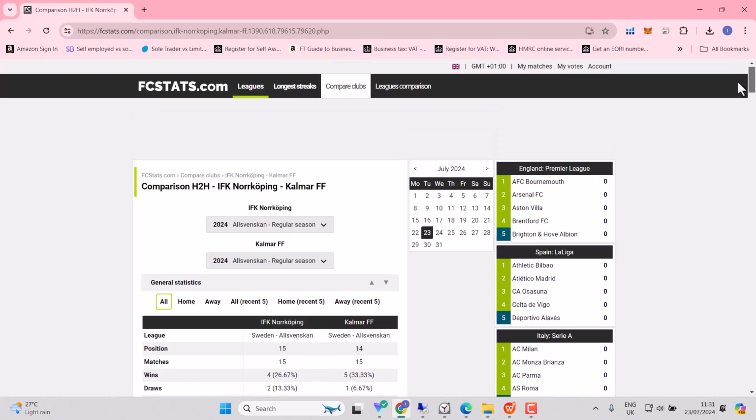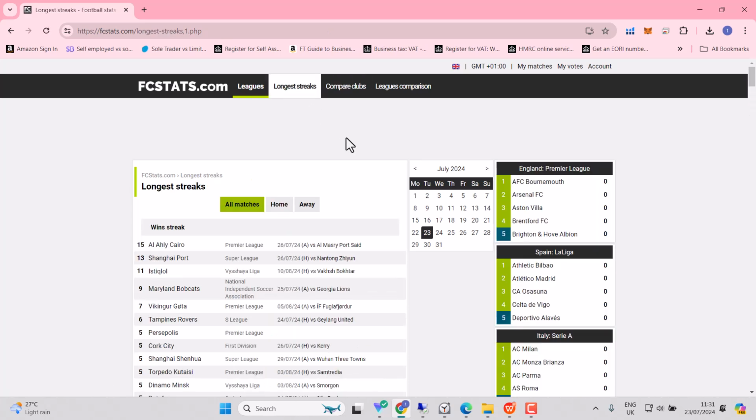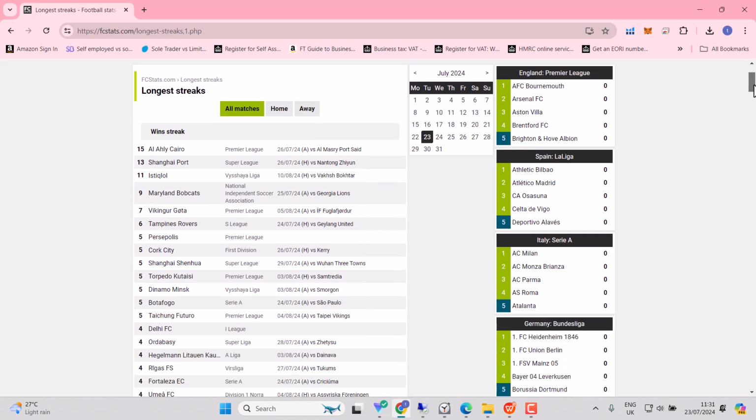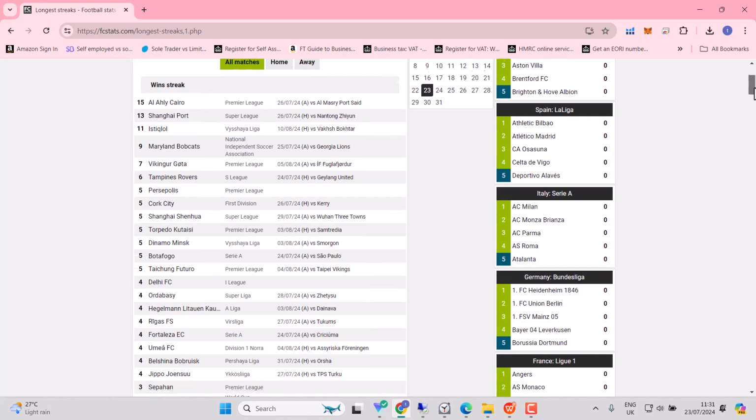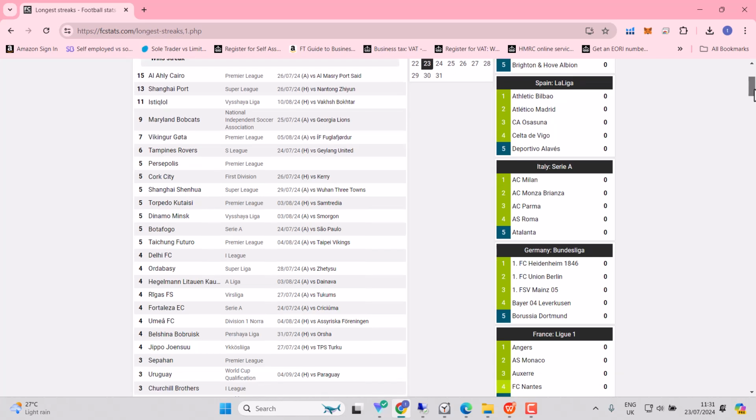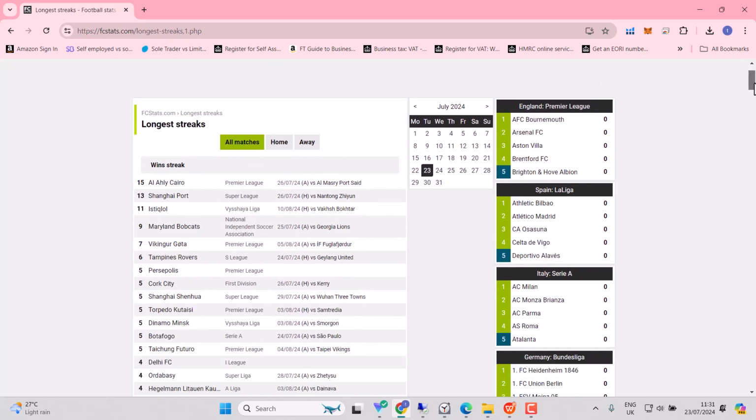FCstats.com, make sure you know this website for its challenge table. There are a couple of extra elements. Longest streaks. If you want to follow teams, longest win streak, Al Ahly of Cairo. Shanghai Port in the Chinese Super League. Istiklol in the Vysshaya Liga in Belarus. Maryland Bobcats, of course. So we all love the Maryland Bobcats, don't we? So this will get you the longest winning streak.